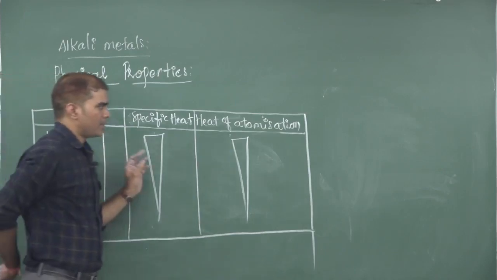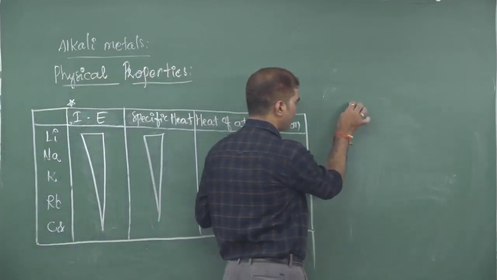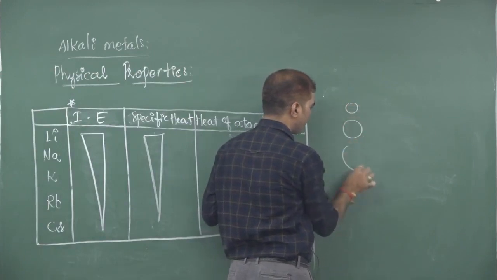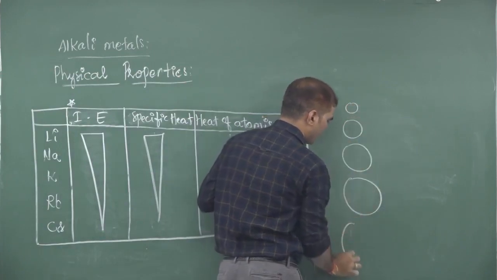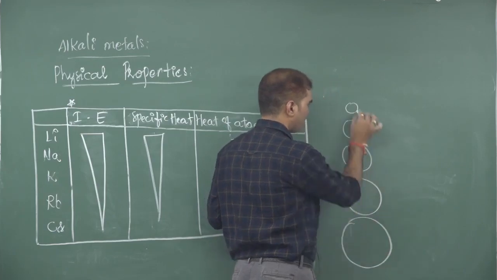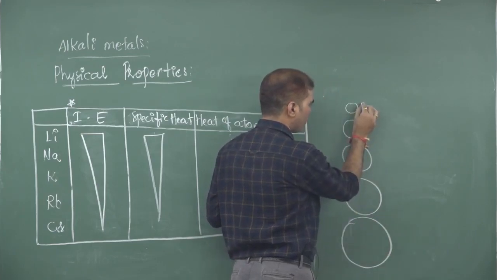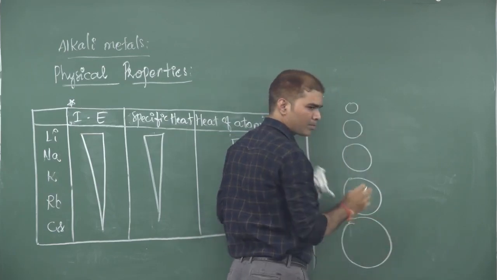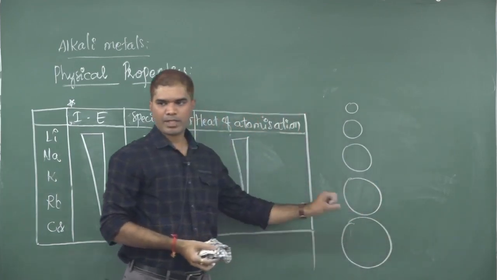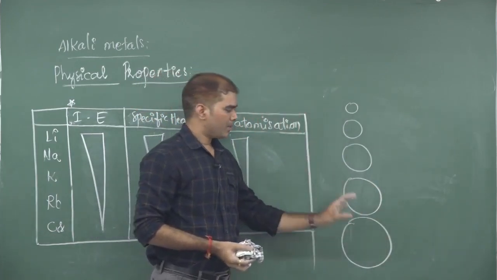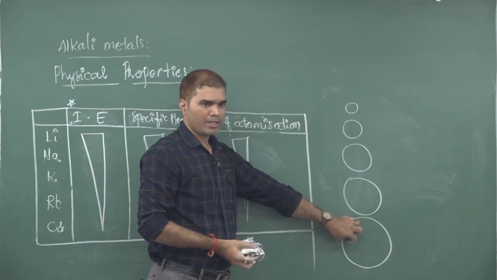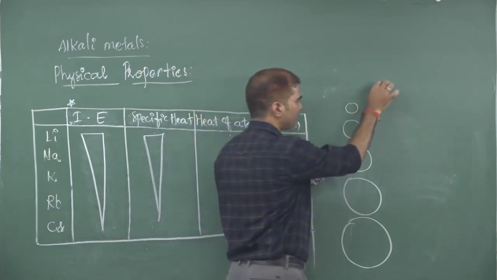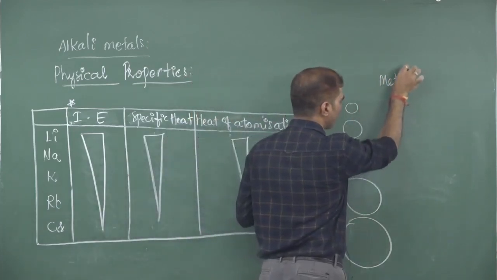So what does it mean? Suppose ionization energy is dropping, if this is lithium, sodium, potassium, rubidium and cesium, it is very easy for me to remove an electron as I go down the group. For cesium, I can very easily remove an electron. So when I am able to remove an electron very easily, what is the meaning of it? What is happening to the metallic nature?